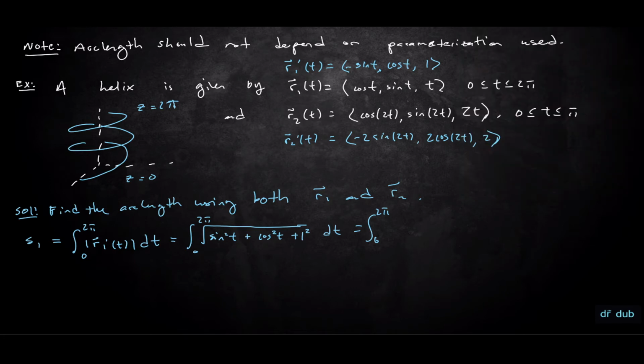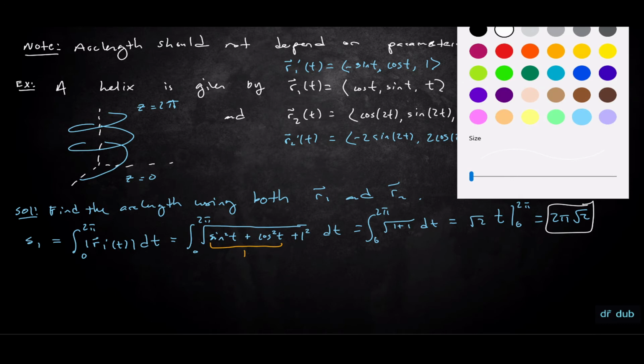Trig tells me this is just 1. So that is going to be the square root of 1 plus 1 dt, which is the square root of 2 times t from 0 to 2 pi, which is 2 pi times the square root of 2. So that's the length of this helix. If I were to stretch it out in one long straight line, it would be this long in inches, meters, feet, whatever it is.